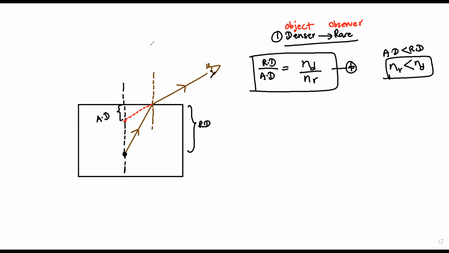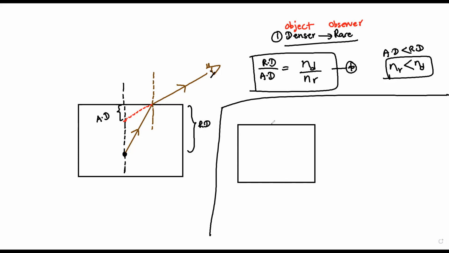Okay. And let's look at the situation if it is rare to dense. Let's say you have a rare medium here. If so, let's say you have an object like this, and a light ray will come out like this. And where will it deflect? This was dense to rare. This is rare to dense. Now it will go this way, right? If you draw the normal here, it will start moving this way. It will turn towards the normal, right? Therefore, if you extend this ray, this is the apparent depth you get, and this is the real depth, because this was the real depth at which the object was placed. This is the apparent depth.